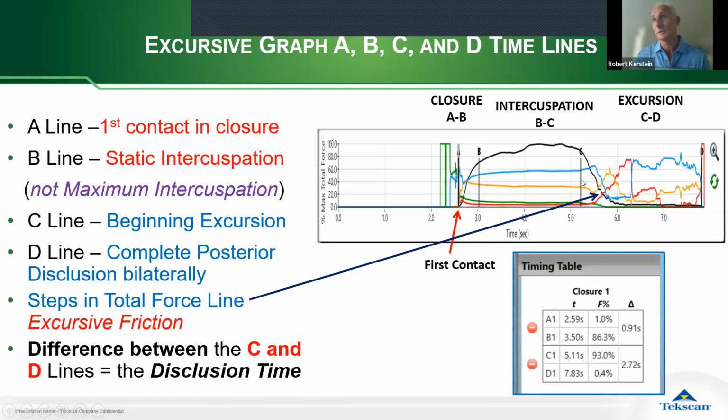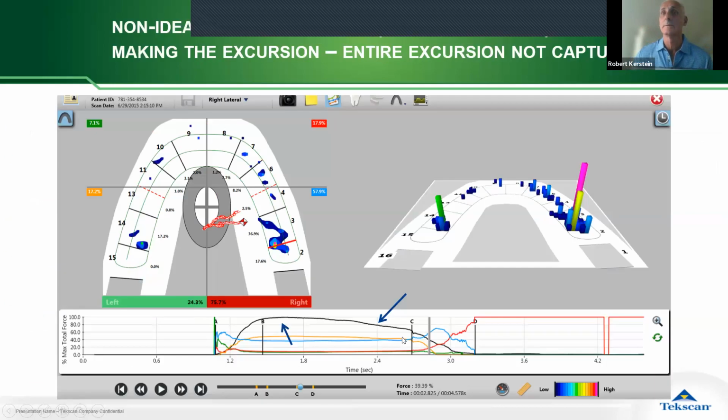And C1, D1. C is the beginning of the excursion. D is actually in the right place. The disclusion time for this is 2.72 seconds. That's not healthy. Healthy is 0.5, 0.4. So this person has a lot of back tooth problems involved in their excursions. And the graph diagnoses that if you understand the colored lines.